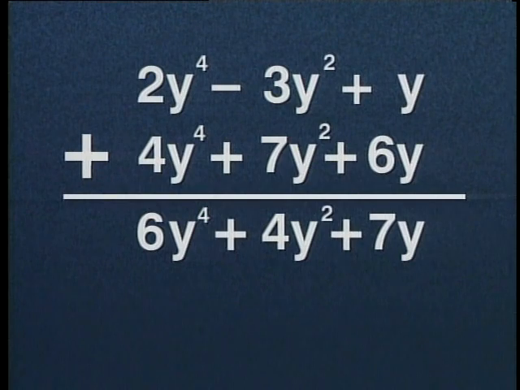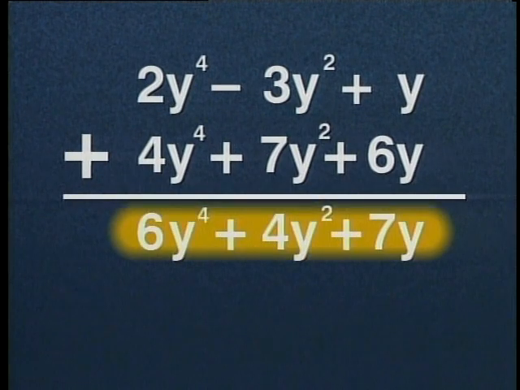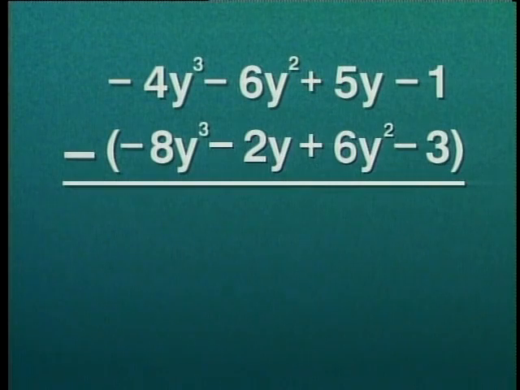So the result of adding these two trinomials is 6y to the fourth plus 4y squared plus 7y. Subtracting polynomials is accomplished in a similar way. Find like terms, use the distributive property, and simplify. Remember, before we subtract these two expressions, we need to arrange the terms so that the exponents descend from left to right.